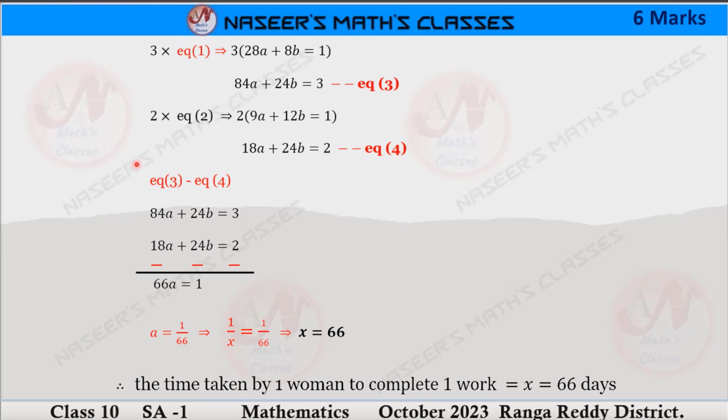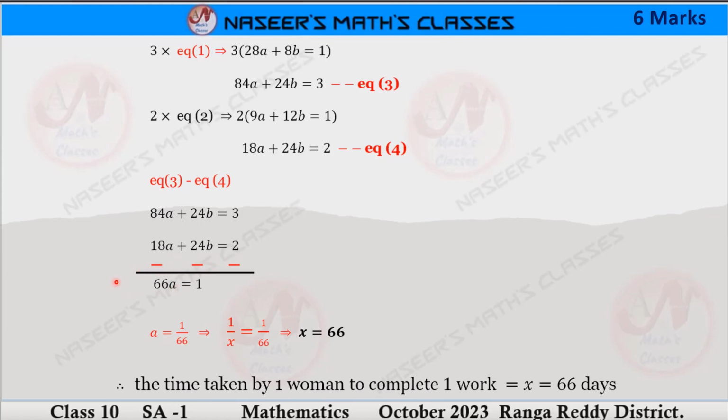Next we multiply 2 with equation 2. Then we can write it as 2 times 9a plus 12b is equal to 1. Then we get 18a plus 24b is equal to 2. Let this one be equation 4. To solve these two equations, we have to subtract. While subtracting, we have to change the signs of the second equation.